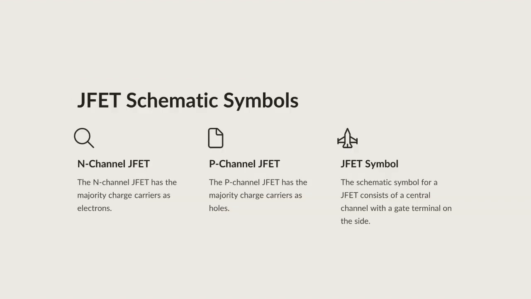JFET schematic symbols. N-channel JFET. The N-channel JFET has the majority charge carriers as electrons. P-channel JFET. The P-channel JFET has the majority charge carriers as holes. JFET symbol. The schematic symbol for a JFET consists of a central channel with a gate terminal on the side.